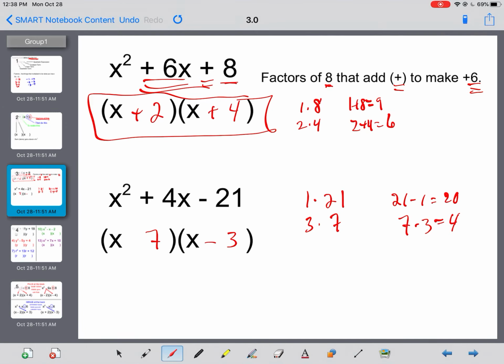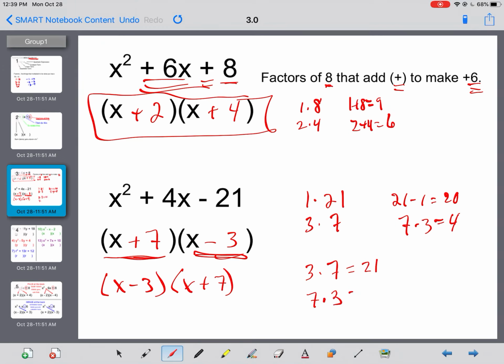I want a 7 and a negative 3. Okay? And I want it to be positive 7 and a negative 3. Now you might ask yourself, well, Mr. Maggart, I got x minus 3 times x plus 7. Is that still good? Well, yes, because it's the whole thing times the whole thing. And there's something called the commutative property of multiplication. Doesn't matter what order I multiply these, I still get 21. Okay, so even this set here is a correct answer because it's x minus 3 and it's x plus 7 in both.